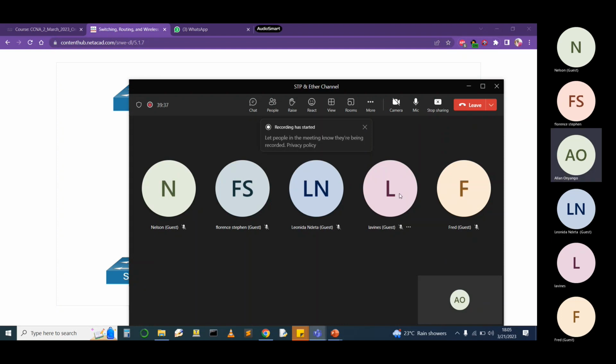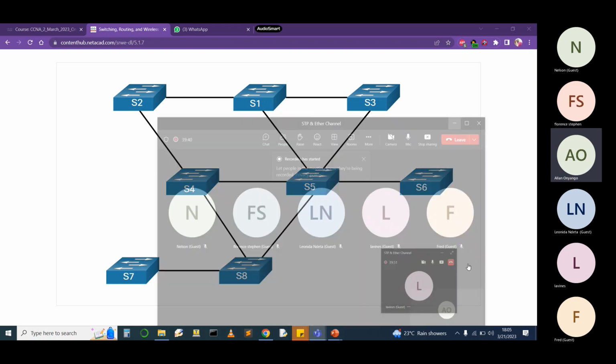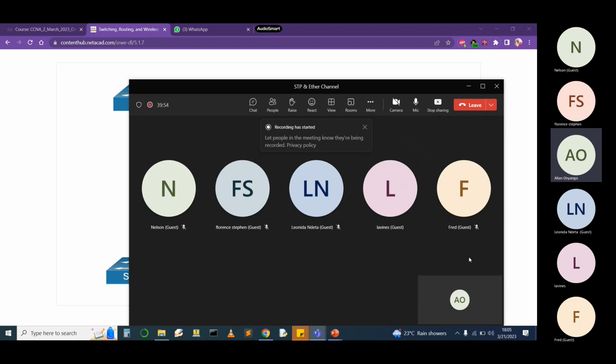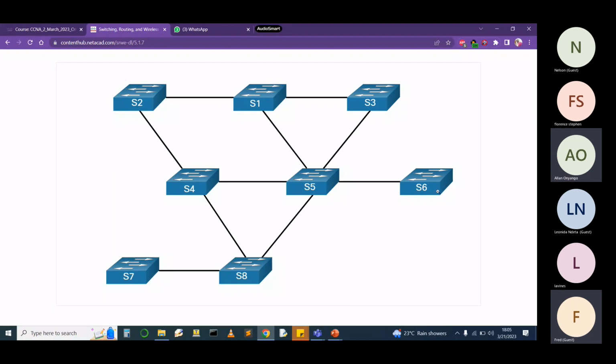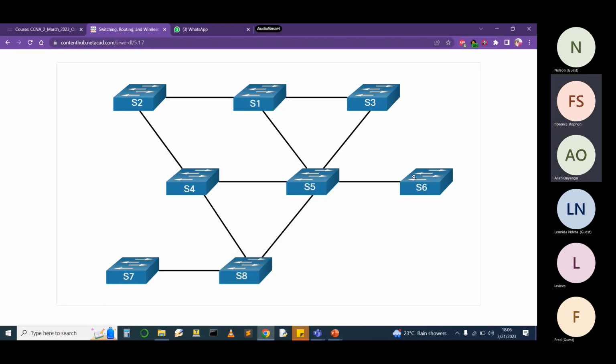Lavins, tell us how many complete loops can you see? I can see 3. Very good. All right. Fred, how many complete? I can see around 6. Very good, guys. So we have 3, we have 6, and we have 5. And Florence has not talked. Florence, can you tell us something, please? We don't want to leave you behind. I can see 5. Thank you very much.